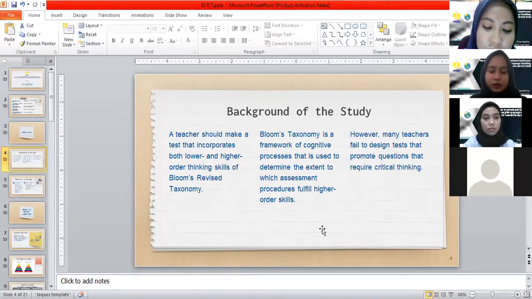However, many studies that have been conducted showed that many teachers fail to design tests that include higher order thinking skills of Bloom's revised taxonomy and include all of the cognitive domains of Bloom's revised taxonomy. Therefore, the researcher is trying to continue and improve the previous studies by conducting research on different subjects. So the researcher decided to analyze the second semester English teacher-made tests for the 11th grade of SMA Negeri 1 Karanggede.